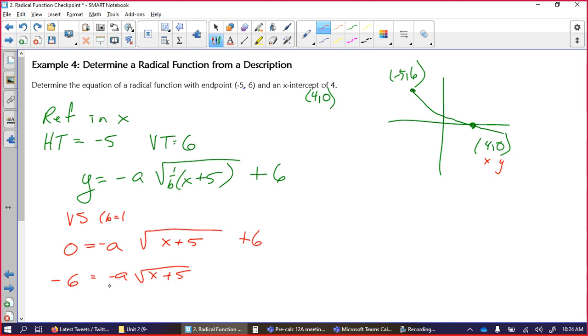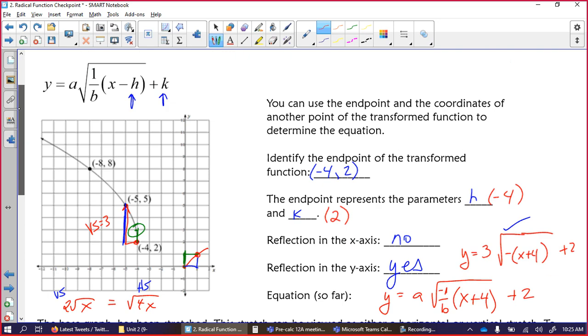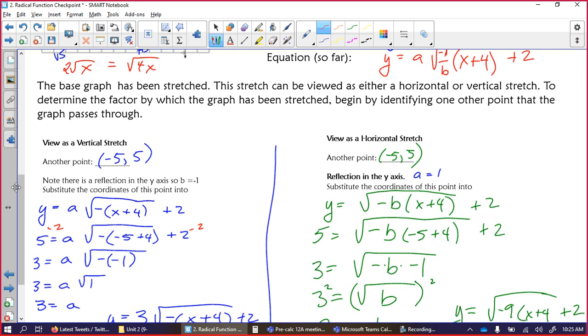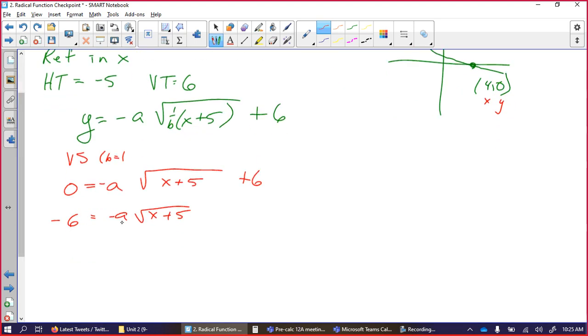Well, I don't like that bit. I just want to double check. I did this one all out at negative. Oh, dividing that over there. So 6 equals a times the square root of x plus 5.